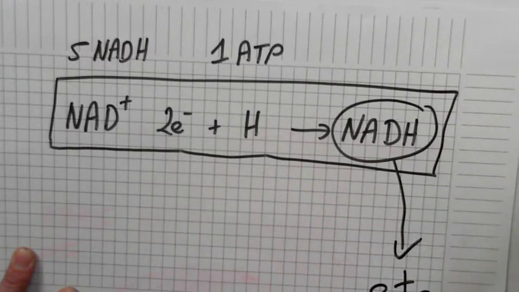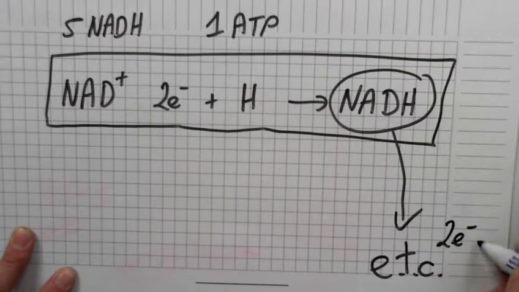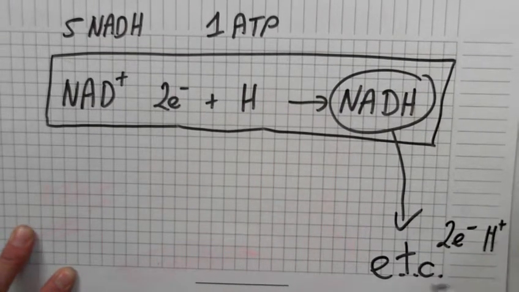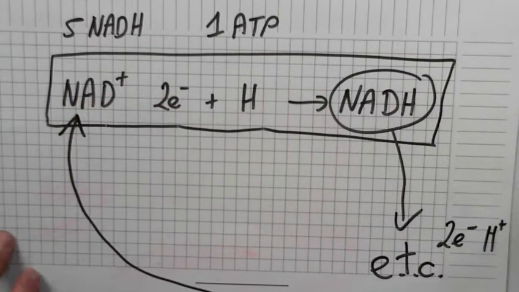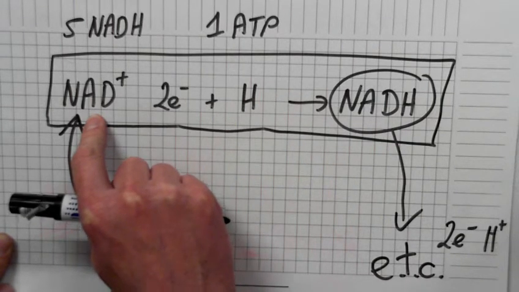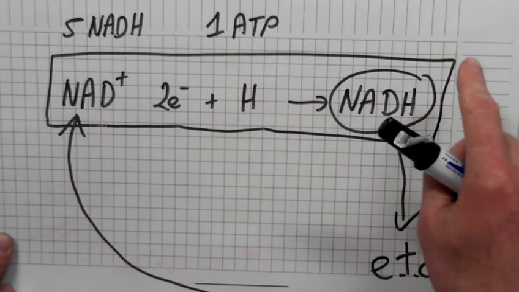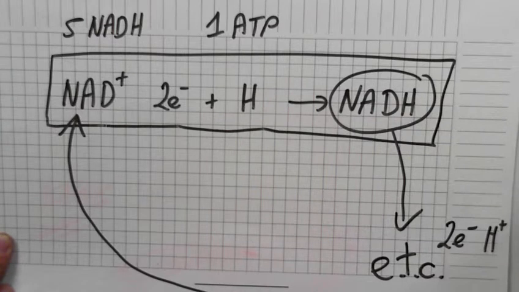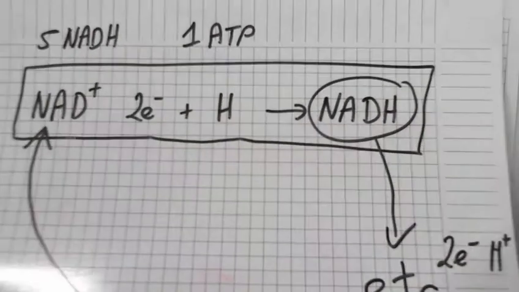electron transport chain where it will dump 2 electrons and it will dump a hydrogen. What does it come back as? NAD plus. Back to the Krebs cycle to pick up 2 electrons and a hydrogen. So NAD plus is picking up 2 electrons and a hydrogen and carrying it to the electron transport chain and dumping the 2 electrons and dumping the hydrogen. That's its job. It's an energy carrier.